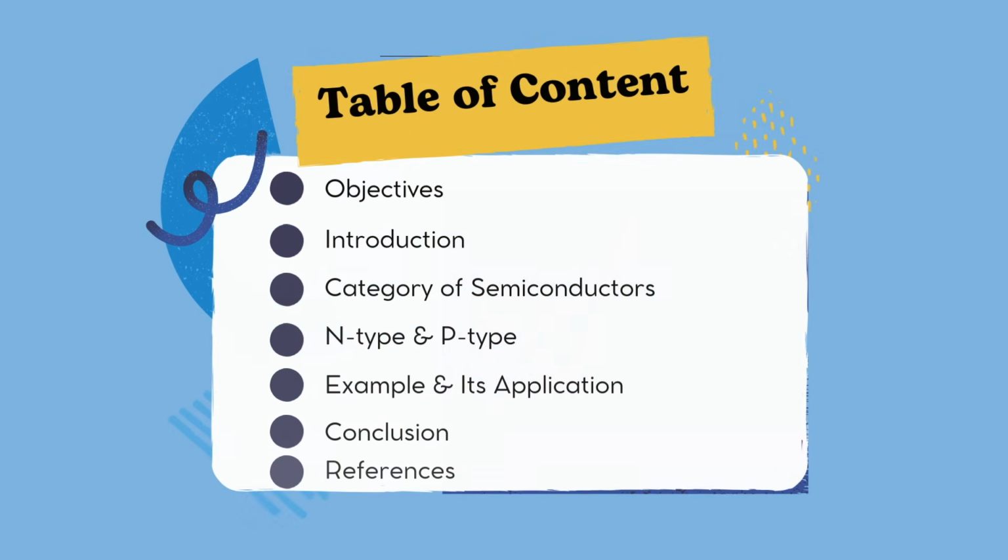Moving on to the table of content, we are going to discuss the objective, introduction, category of semiconductor, N-type and P-type, example and application, conclusion, and last but not least, reference. Without further ado, let's begin our presentation.